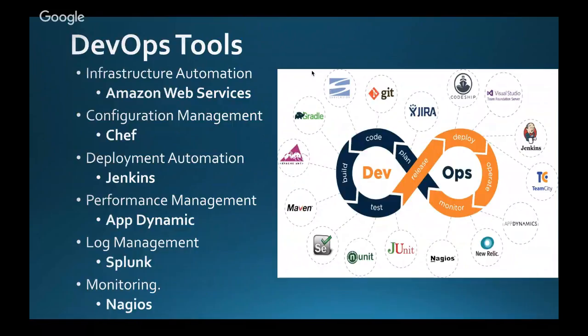Then it is released out and it is deployed. For deployment, you can use CodeShip or Visual Studio Team Foundation Server, also Jenkins, TeamCity. For monitoring, you have AppDynamics, New Relic, Nagios, and for planning, you have Jira and different kinds of tools available. These are the most famous ones which I have used in this slide, but you're free to choose anything as per your project requirement or as per your organization requirement.